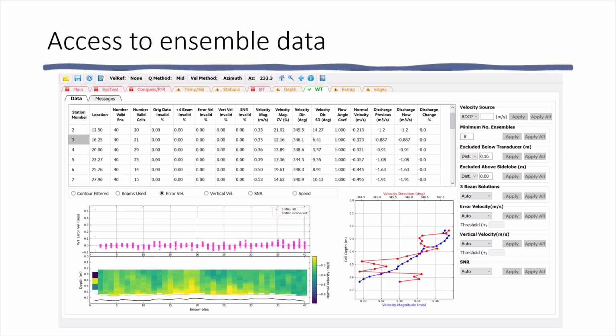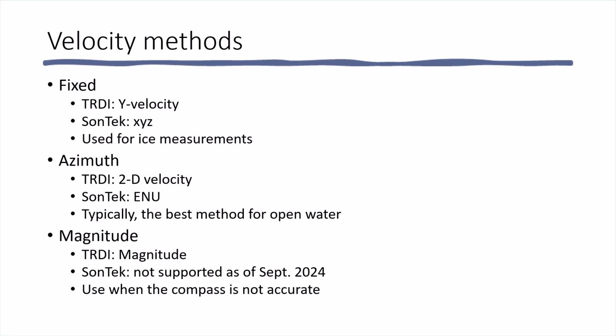QRevMS provides access to view, filter, and evaluate the ensemble data used to compute the mean velocity and depth for each station. Automatic filters are applied independently for each station. QRevMS applies a consistent naming convention to the three velocity methods, which may have different names in the manufacturer's software.